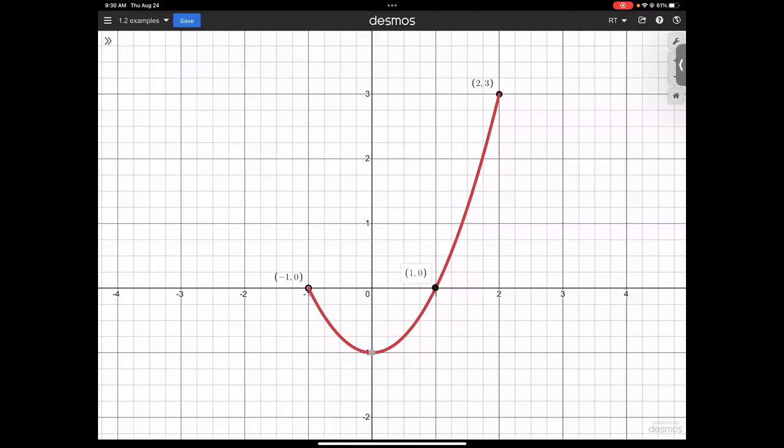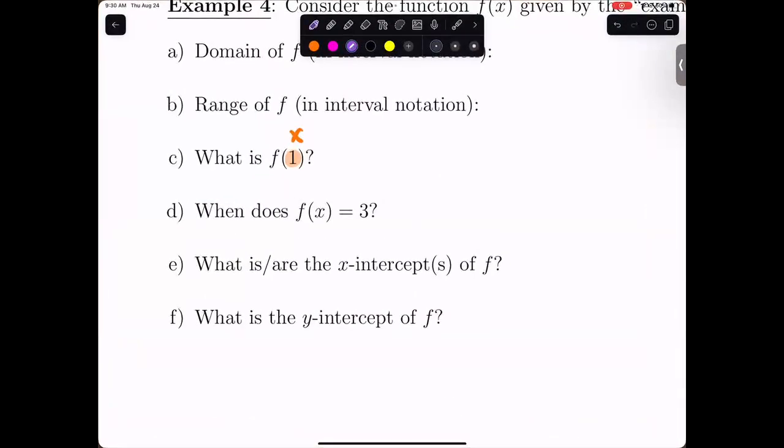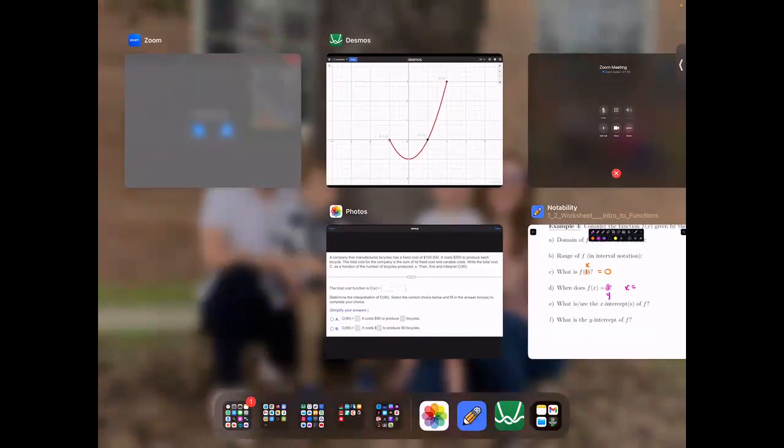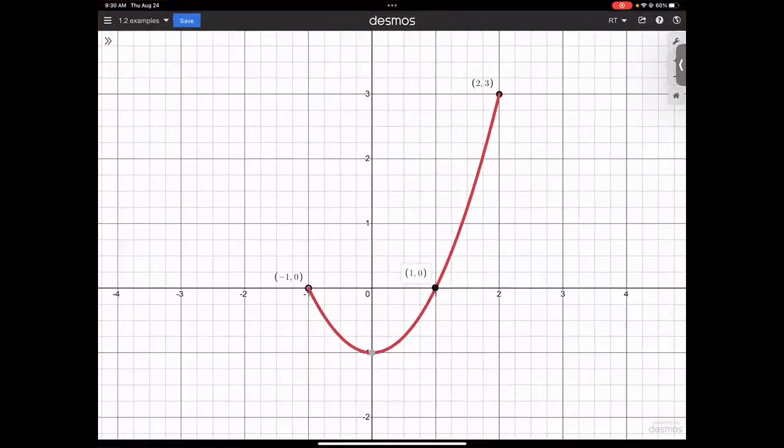I gave you one of them, I want you to find the other. So f of 1 equals 0. When does f of x equal 3? Now what am I giving you? That's a y. So now I find y equals 3, and I figure out where the graph is, and the x value would be 2. So when is f of x equal to 3? When x is 2.